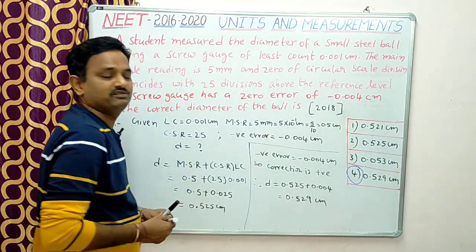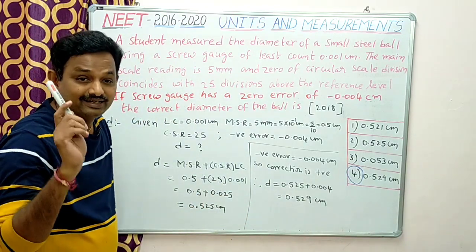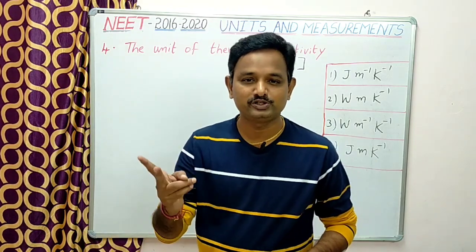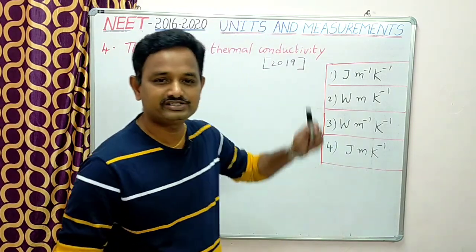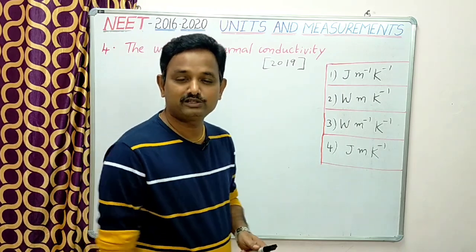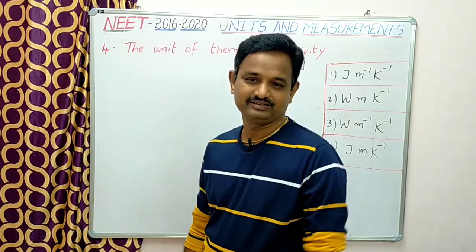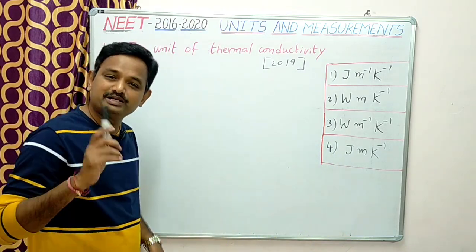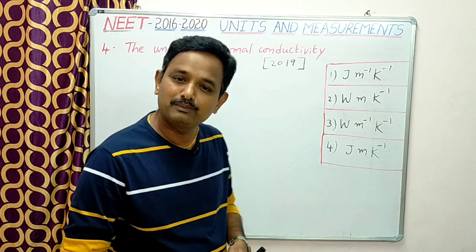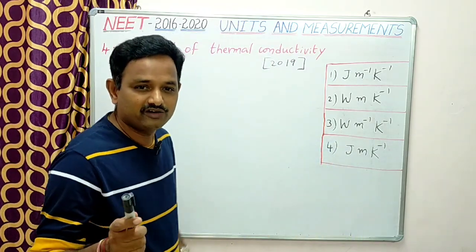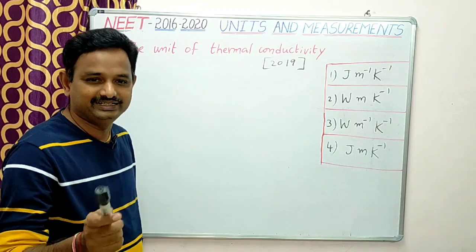Okay. Next we will go for 2019. 2019 we got two MCQs in units and measurements. One is on thermal conductivity, another one is percentage of error. First, thermal conductivity. What is meant by thermal conductivity? Thermal conductivity of a material is the measure of ability of a material to conduct heat.